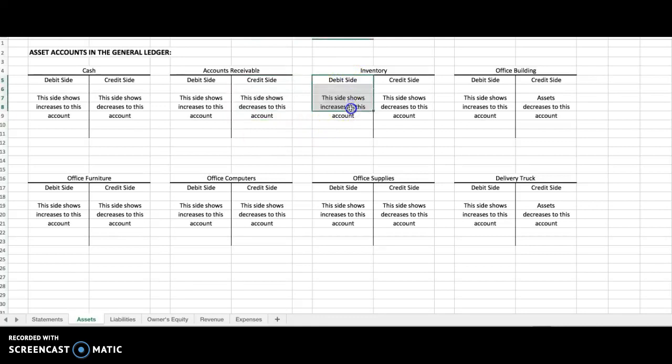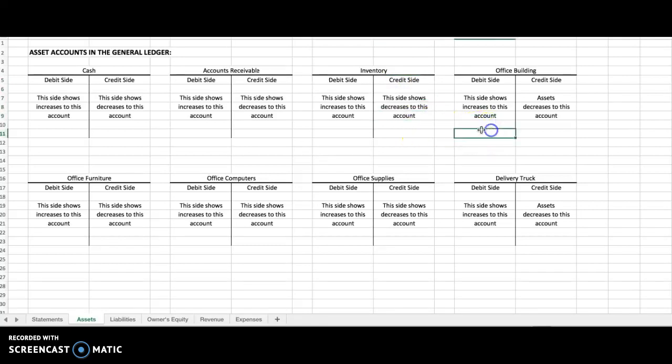Inventory, again, we get more inventory. It increases, shown on the debit side. If we get rid of inventory, and we want to do that, obviously we want to sell it, and we'll show you how to do that later. But if we get rid of inventory, it goes down. We show it on the credit side, which shows decreases.